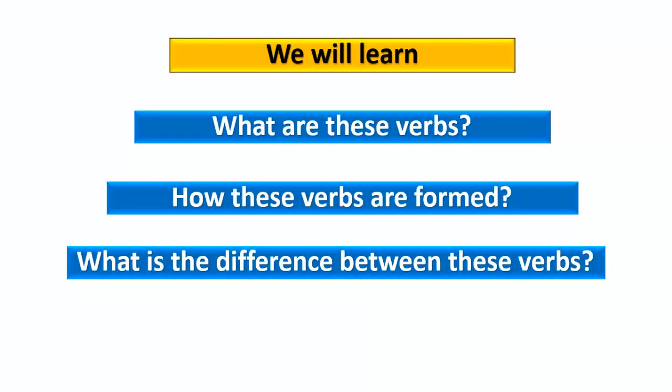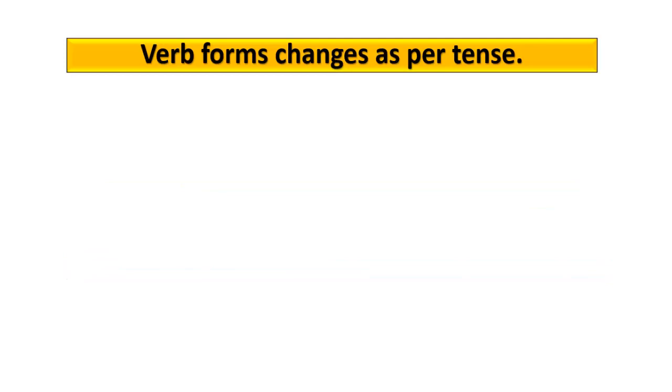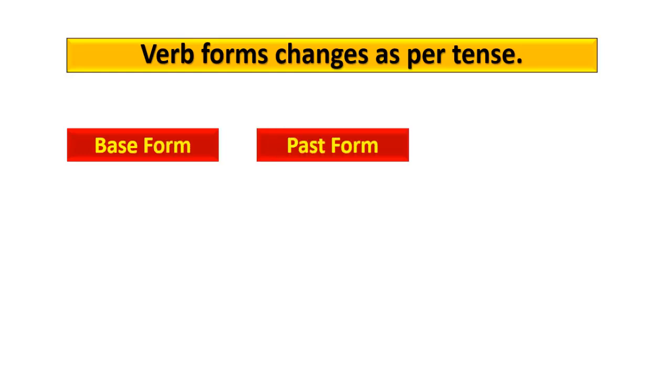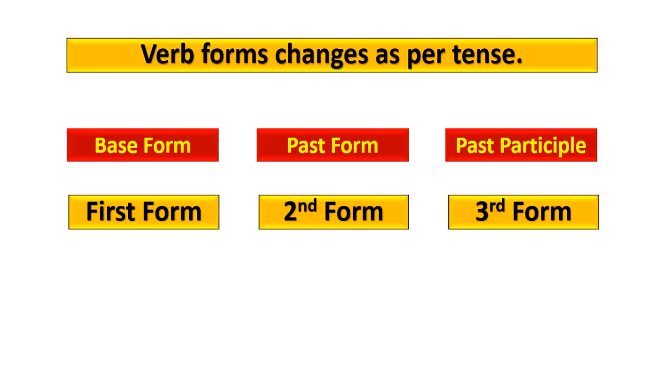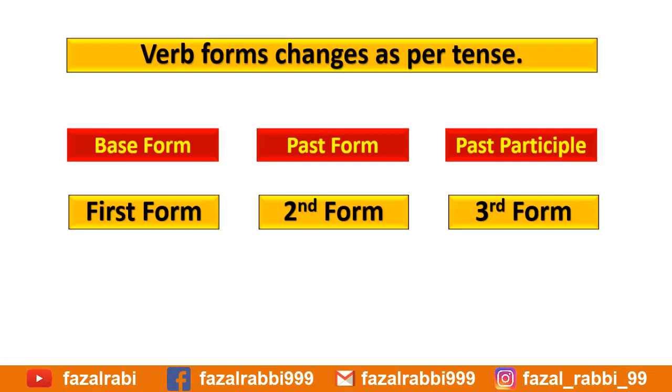So let's get started. As we know, verb form changes as per tense. These forms are base form, past form, and past participle form. The base form is also known as first form. Past form is also known as second form. And past participle form is also known as third form of the verb. To know the types of verbs, I have given the link in the description which will be helpful for you.